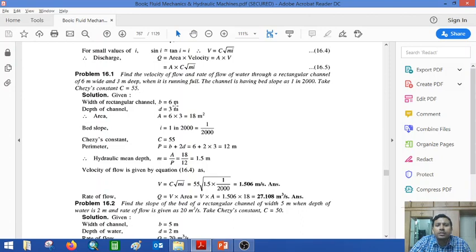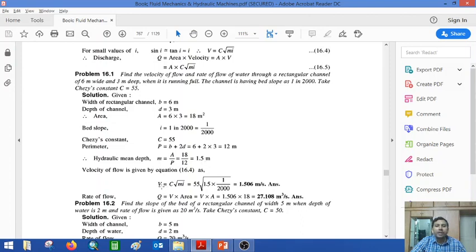So B is the total 6 meter width, D is the depth. The area, we know, in the rectangular channel is 6 into 3, very easy, so it is 18 meter square, right? And the slope is 1/2000, which is already given in the example. C is the Chezy's constant, and its value is 55, already given in the example. So we consider that P is equal to B plus 2D, right? So 6 + 2 × 3 is 12 meters. So M is equal to A/P, so 18/12. So it is 1.5 meter, right?